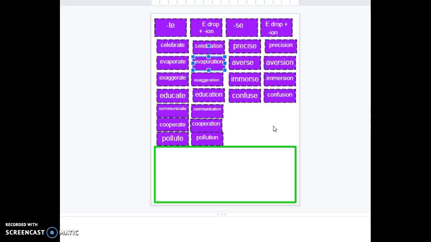Please be very careful when sorting these words, as they do have similar sound endings when we add I-O-N. Just keep your eye out. Is it a T-I-O-N or an S-I-O-N?